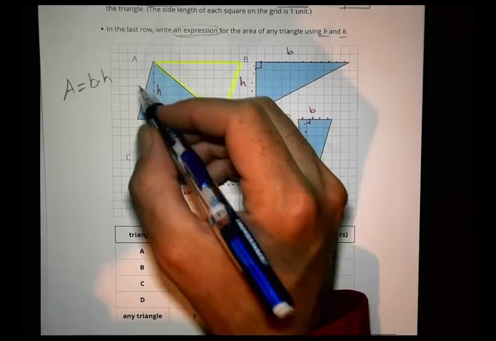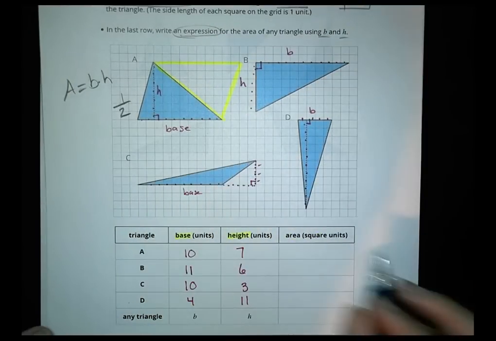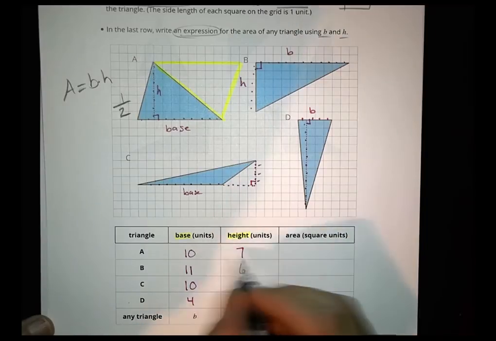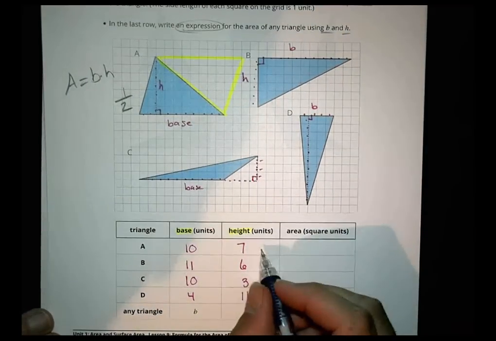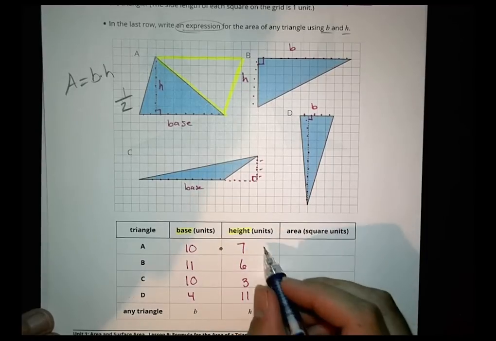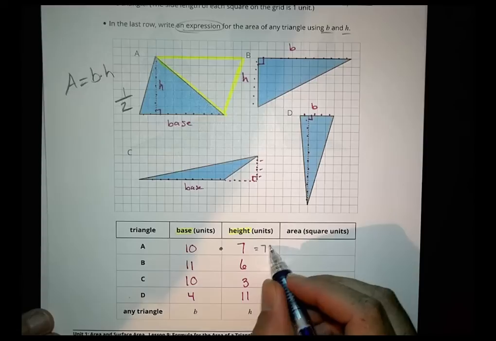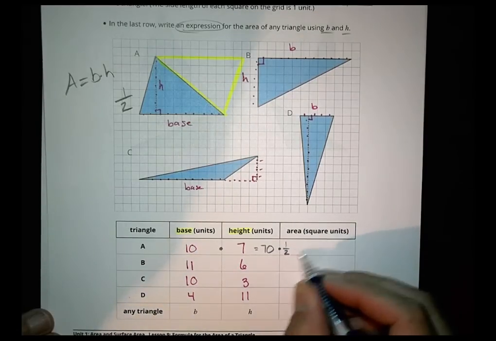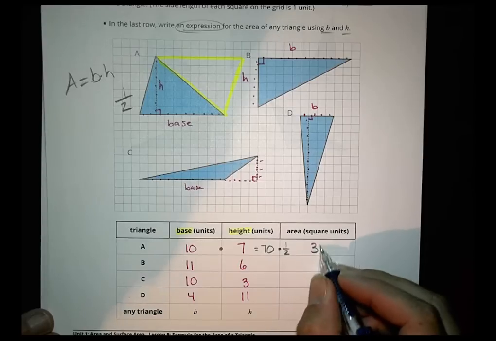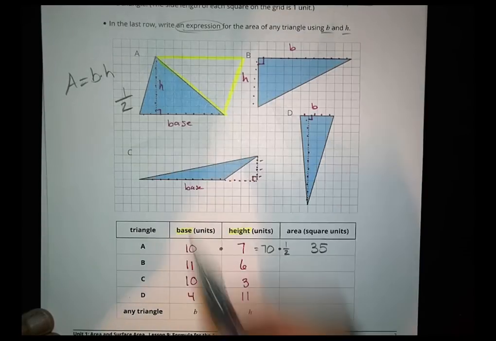We only need how much of it? We only need half of it. So when I take a look at this triangle here, if I have 10 times 7, 10 times 7 is equal to 70, right? So it's equal to 70, which is great, but I only want half of it. So if I multiply it by another half, then I find that the area is actually going to be 35 square units, because I only want half of that area.